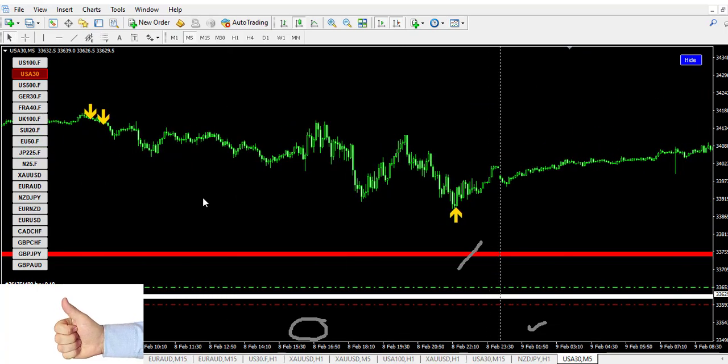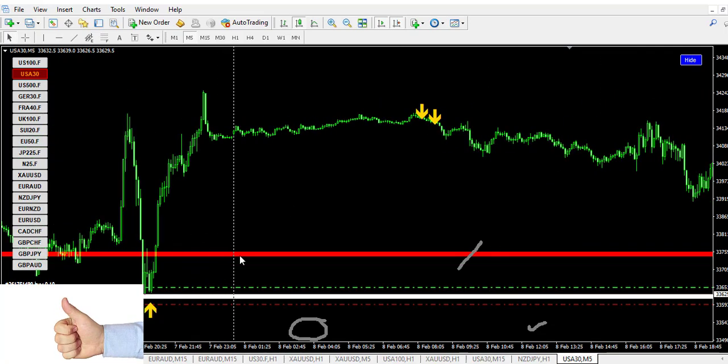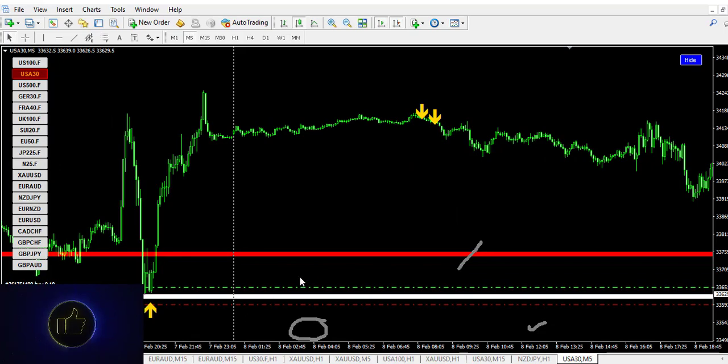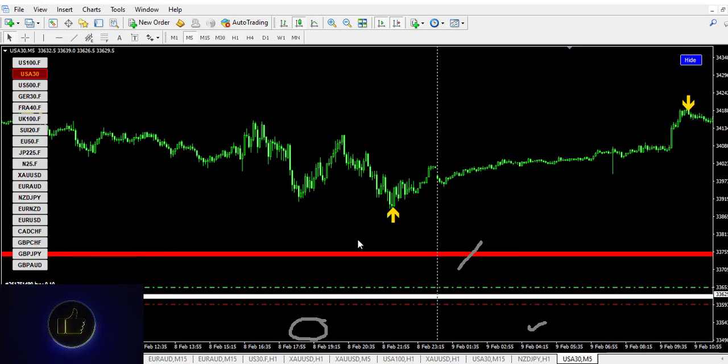You cannot use this particular indicator to judge the previous signal, since we are not going to see the previous red and white lines here. We are not going to see it.